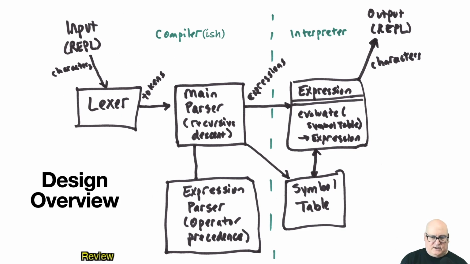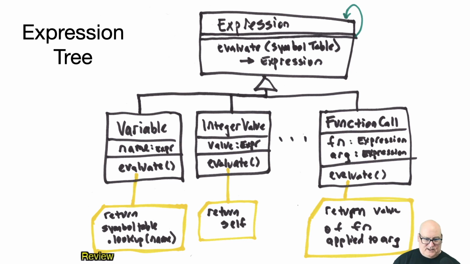We print that out to a string of characters, and then that's what's put in the REPL. So the read eval print, that's the print part. It takes the expression you get back and turns it into characters and puts it in the UI. All right. Let's look at expression a little more deeply.